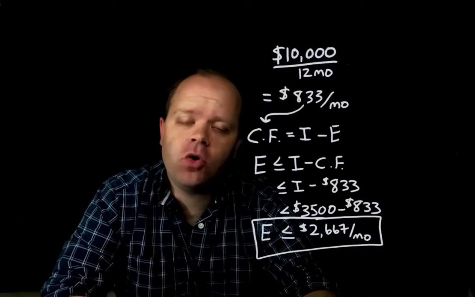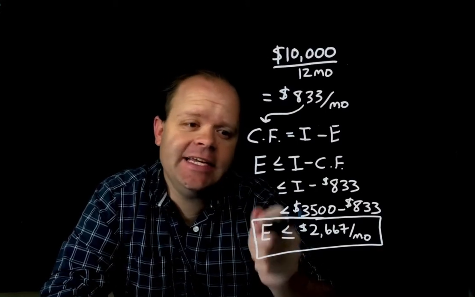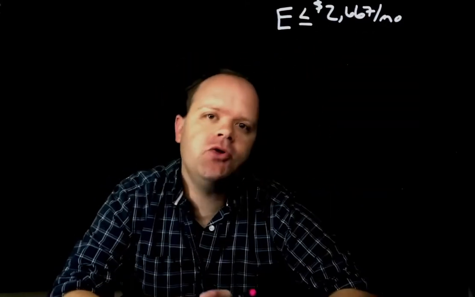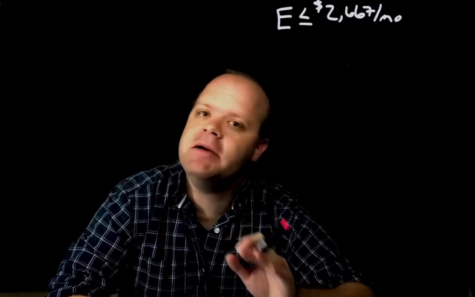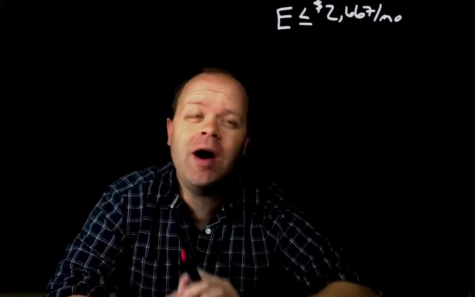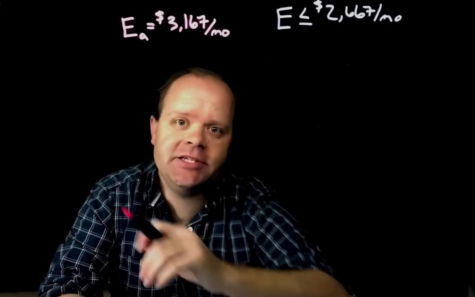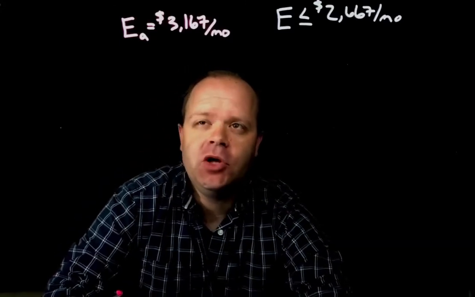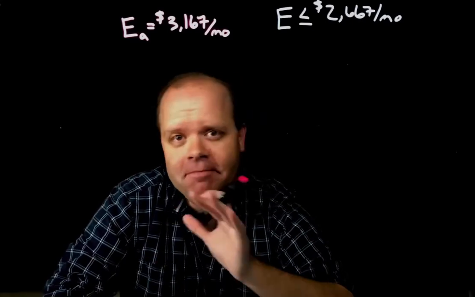So this means in order for me to reach my goal in 12 months, my monthly expenses cannot exceed $2,667. But let's say I go through all of my bills for the last several months and I find a running average, and it turns out that my monthly expenses are not quite that. My actual expenses, or EA in this case, is $3,167, which means that I have about $500 extra in cash flow to make up the difference.